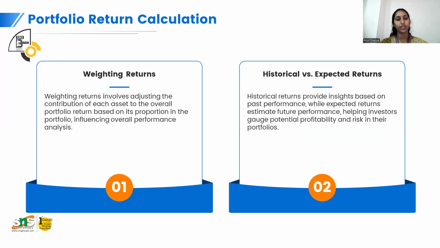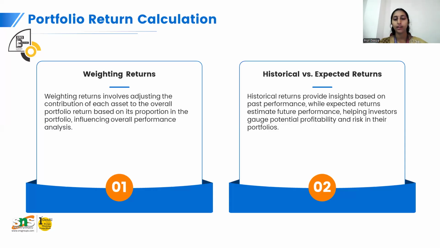Then risk-return analysis in portfolio, where we need to do some calculations. One is weighting returns, another is historical versus expected returns. Weighting is the adjustment for the contribution of different assets to the overall portfolio. We are calculating the stock weightage, bond weightage, and debenture weightage.